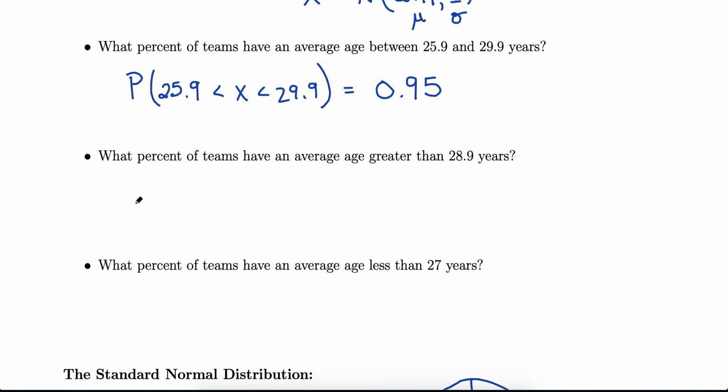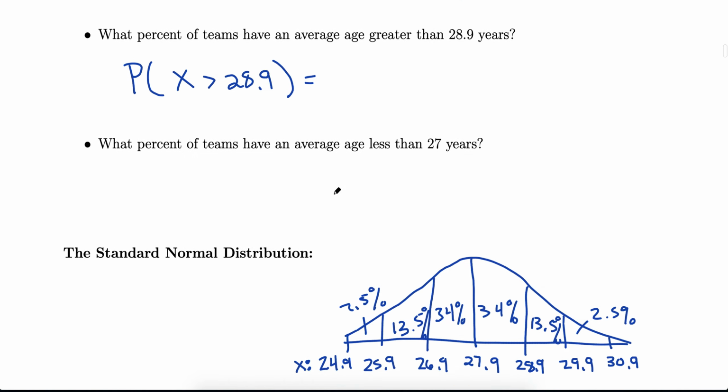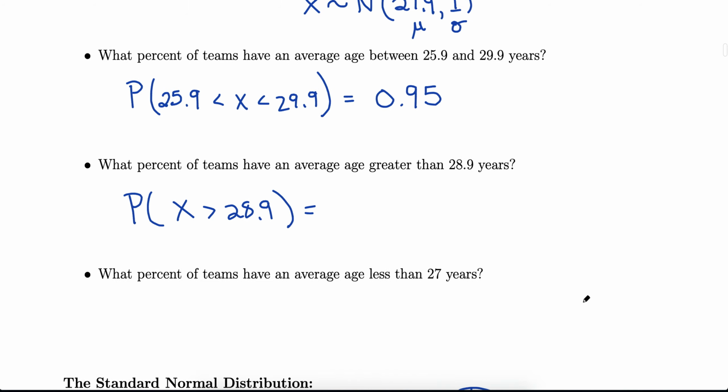Let's jot down the next one. The probability of an average age greater than 28.9. So x is greater than 28.9. And since we've drawn the picture, pretty easy to see, above 28.9 is 16% of our observations, so 0.16.